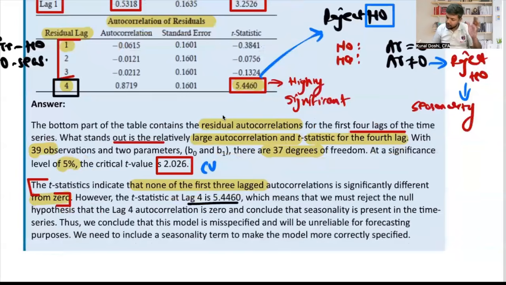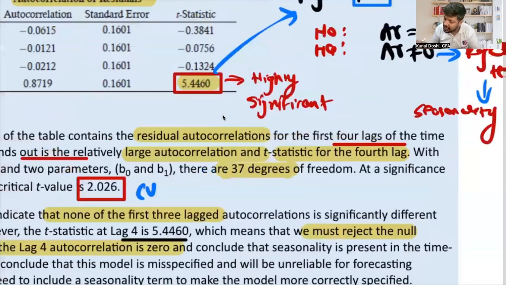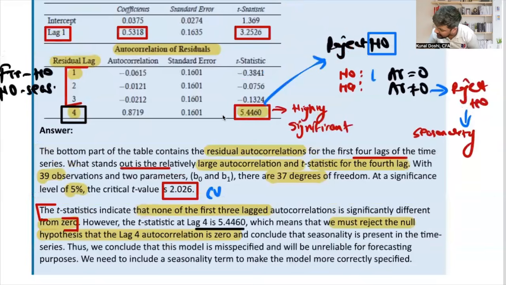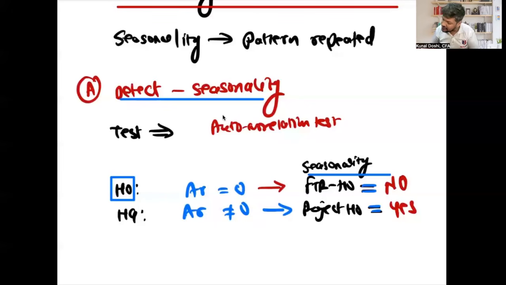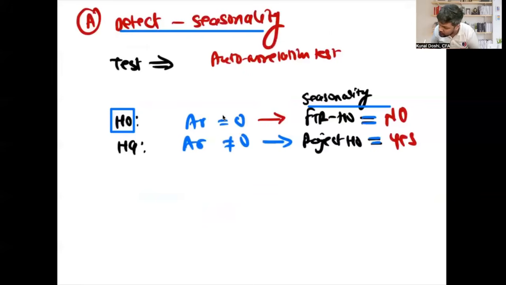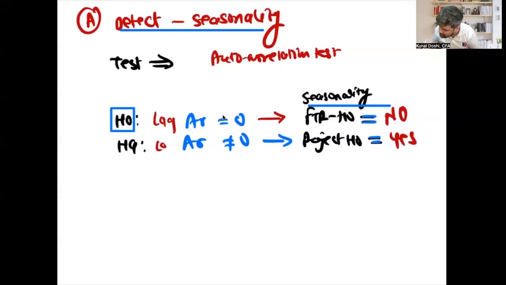However, the T statistic for the fourth means we must reject the null that the lag autocorrelation is zero. So yes, amongst all the lags we did the lag autocorrelation, and for the fourth one, we realized that it is not equal to zero. So instead of just saying autocorrelation, I will use the words lag autocorrelation, for any of the lags. Here we got the fourth lag significant, which means we rejected the null. That means there is seasonality.